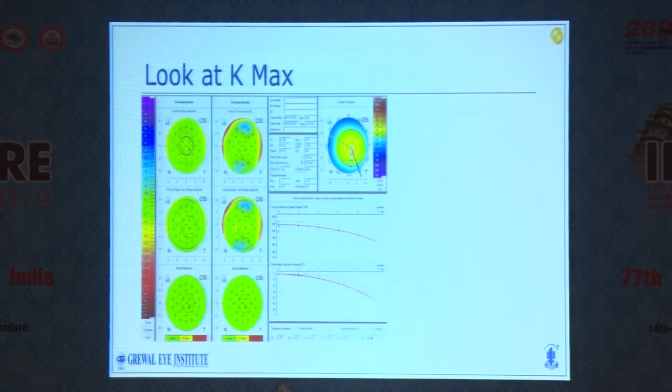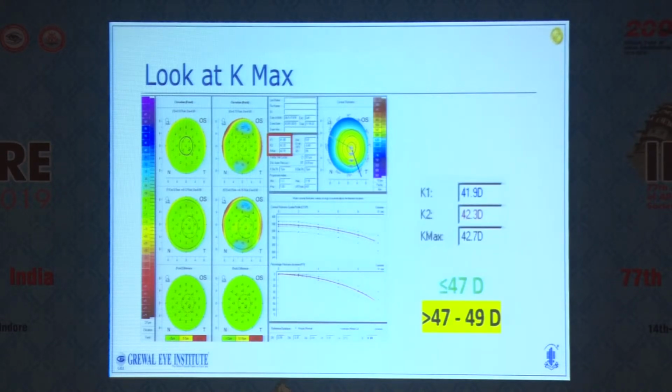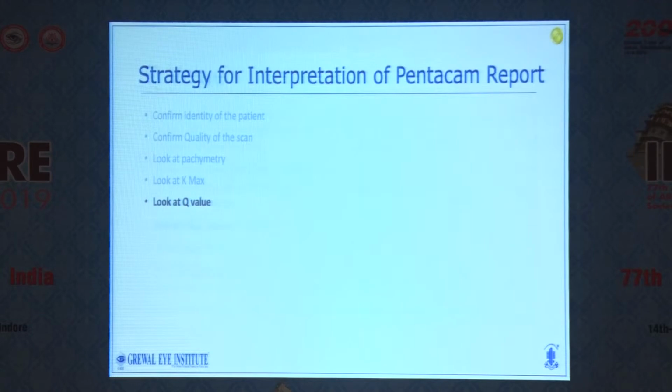Next, we look at Kmax. This is the maximum curvature of the whole anterior surface of the cornea, expressed in diopters. A value below 47 is suitable for refractive surgery, while a value between 47 and 49 is a moderate risk factor. Next, we look at the Q value.